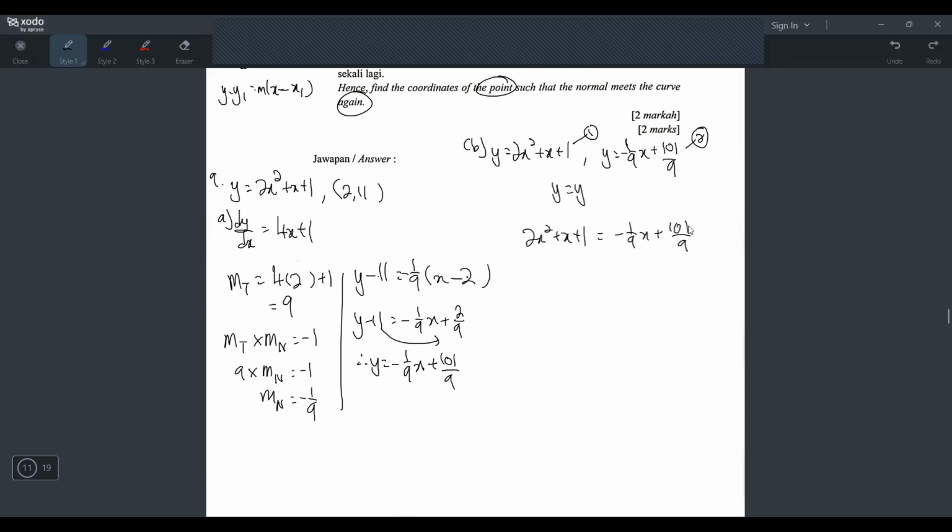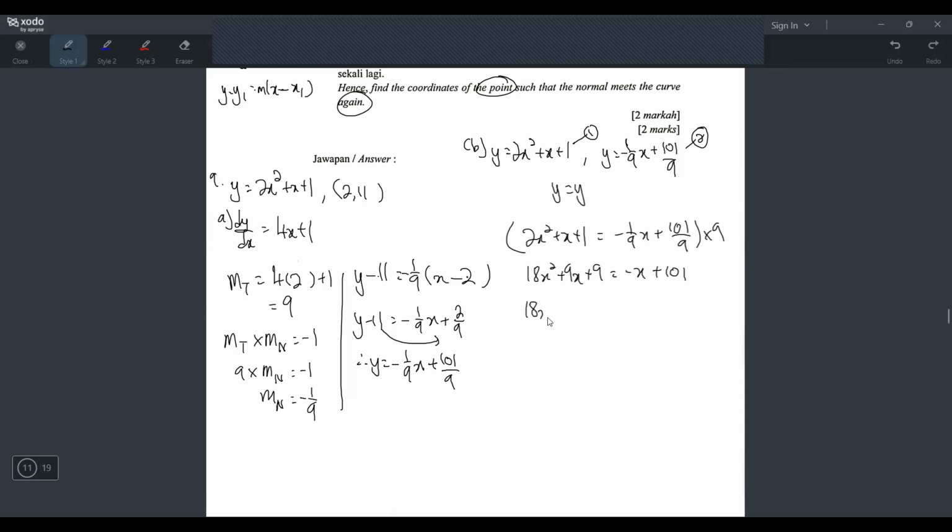Okay, I don't like it when there's a fraction, so I will just take everything times 9 because I want the fractions to disappear. So now it becomes 18x squared plus 9x plus 9 equals -x plus 101. I just take everything times 9, so now my equation doesn't have a fraction.